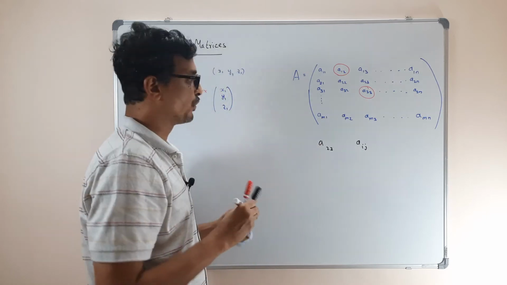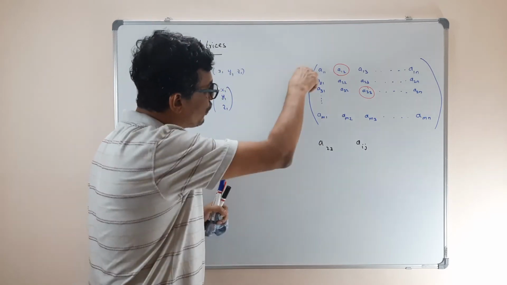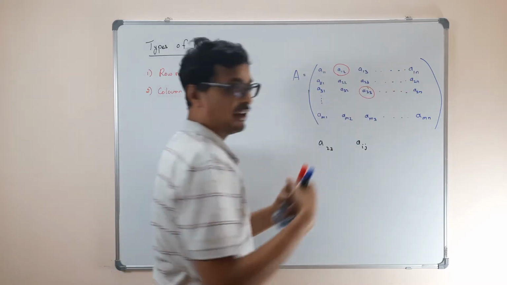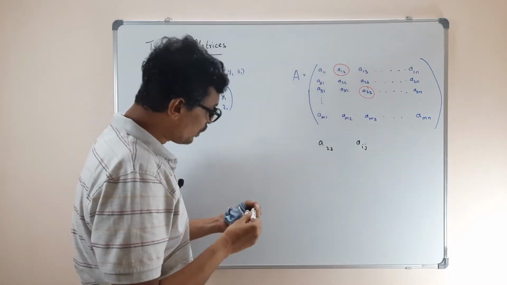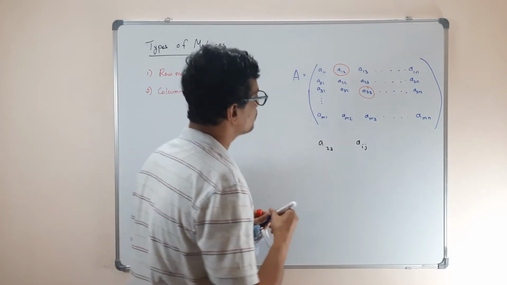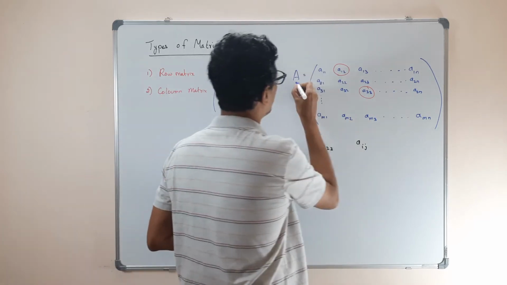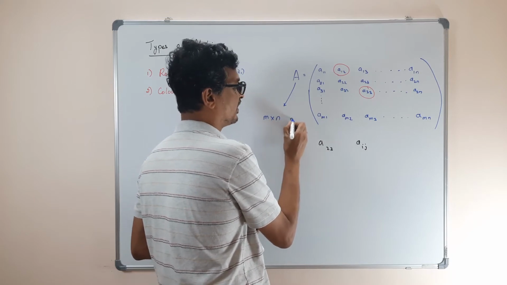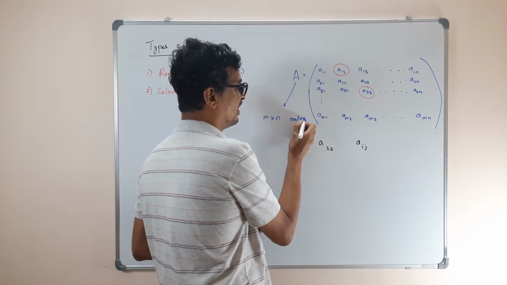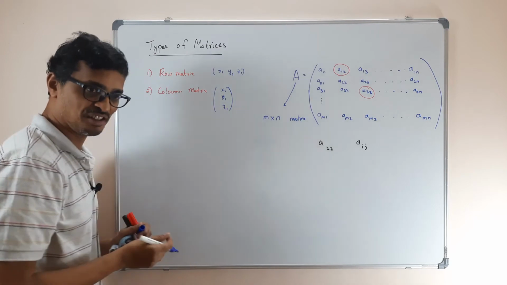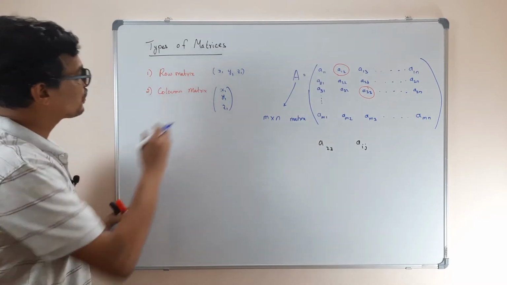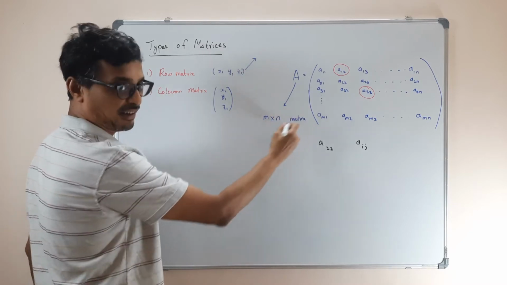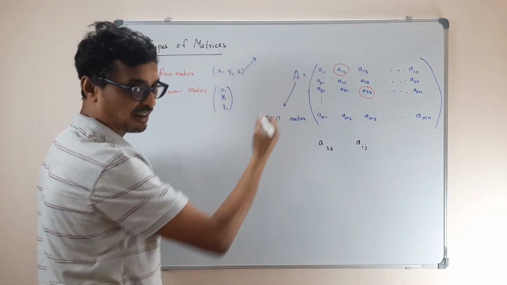Correct. So how many rows are we having? M. How many columns? N. So you call this matrix A an M cross N matrix. This is the order of the matrix.